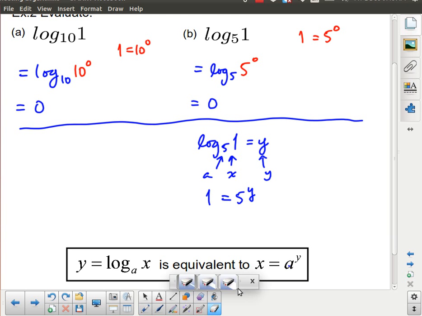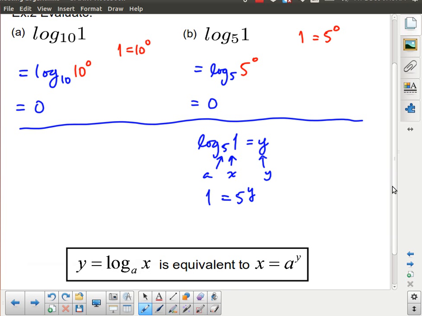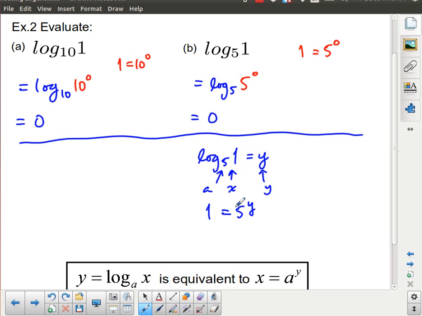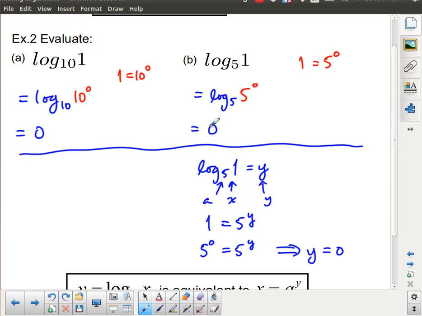But as you can see, we end up where we started, in the sense that the rough work I did over here at the side is the work I end up having to do here, which is I have to ask myself, 5 to what power is equal to 1? And I end up with 5 to the 0 is equal to 1, but that's the same as 5 to the y. And so from here, we end up with y is equal to 0, which is where we ended up previously.